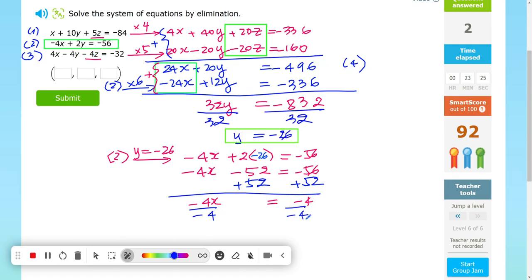I'm sorry, x equal number 1. x equal number 1. So I got one more unknown done. Here we go. And now, if you know the y and the x, we can find the z.